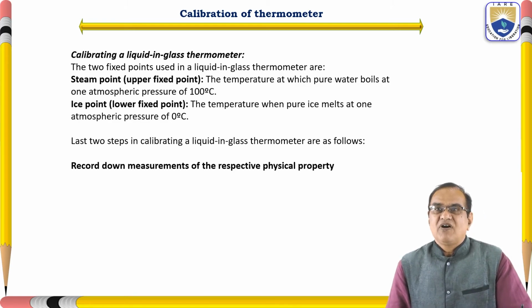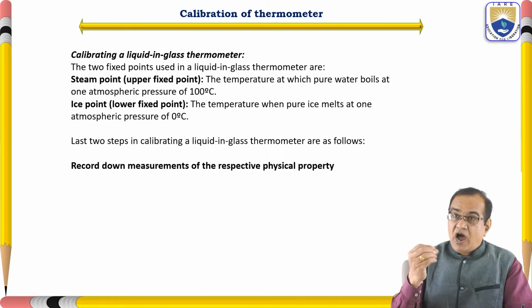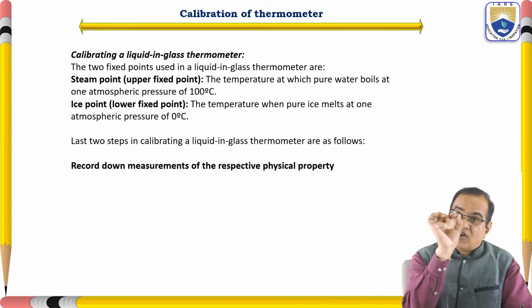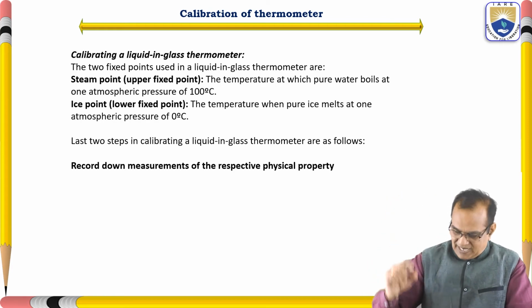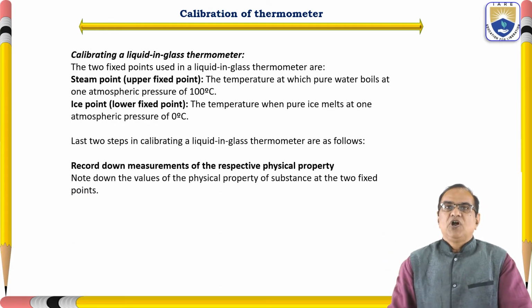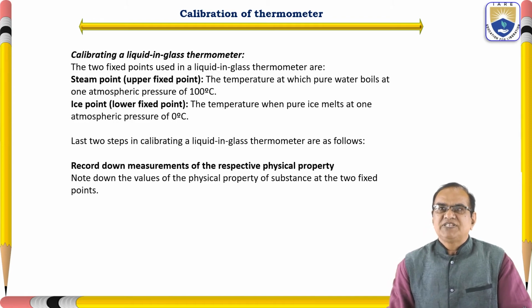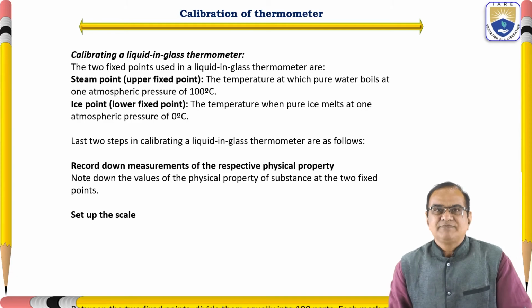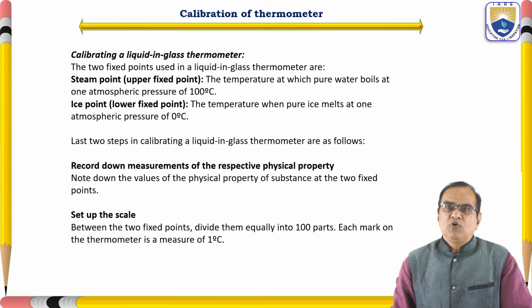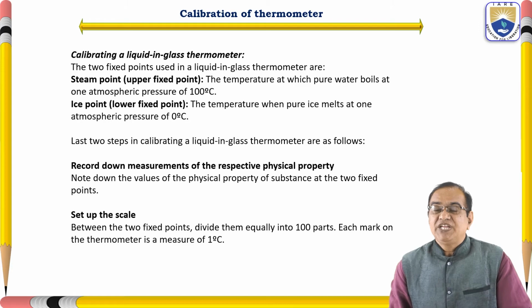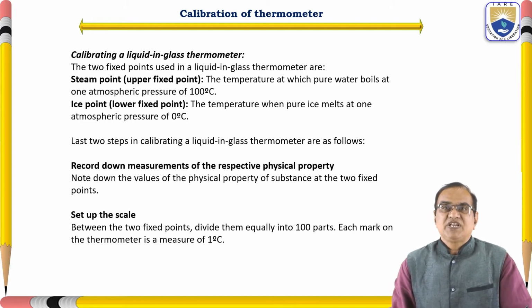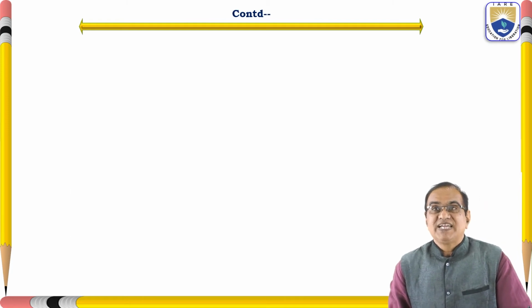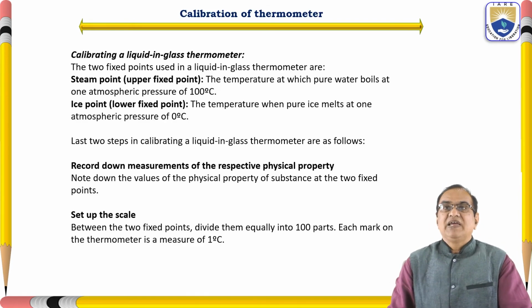The last two steps in calibrating a liquid-in-glass thermometer are as follows. Record the measurement of the respective physical property, so how much the mercury or alcohol is expanding for each degree we increase. We will calibrate and mark on this. Note down the values of the physical property of the substance at the two fixed points. Set up the scale: between the two fixed points, divide them equally into 100 parts. Each mark on the thermometer is a measure of 1 degree centigrade. Like this, we can calibrate our thermometer.